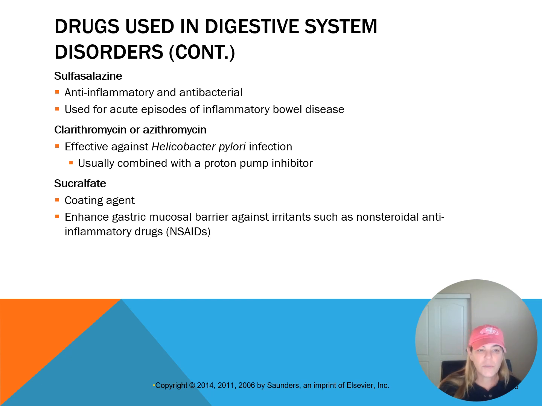Other drugs: sulfasalazine, anti-inflammatory and antibacterial. Clarithromycin or azithromycin is also something that will treat what we call an H. pylori infection. That is a bacterial infection of your stomach that will also create increased secretions and a GERD type of condition. Sucralfate coats your stomach, so it gives a barrier to the irritants in your stomach, such as NSAIDs. So they might use sucralfate.